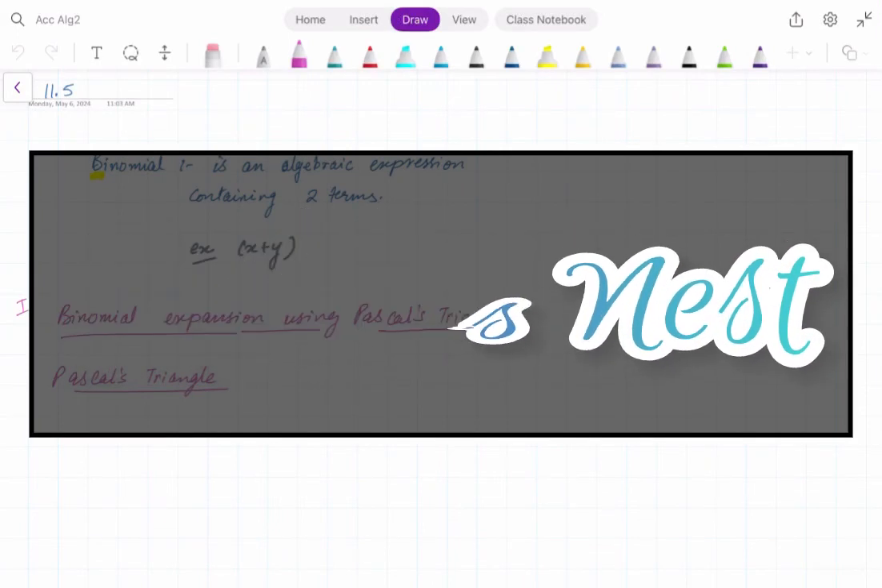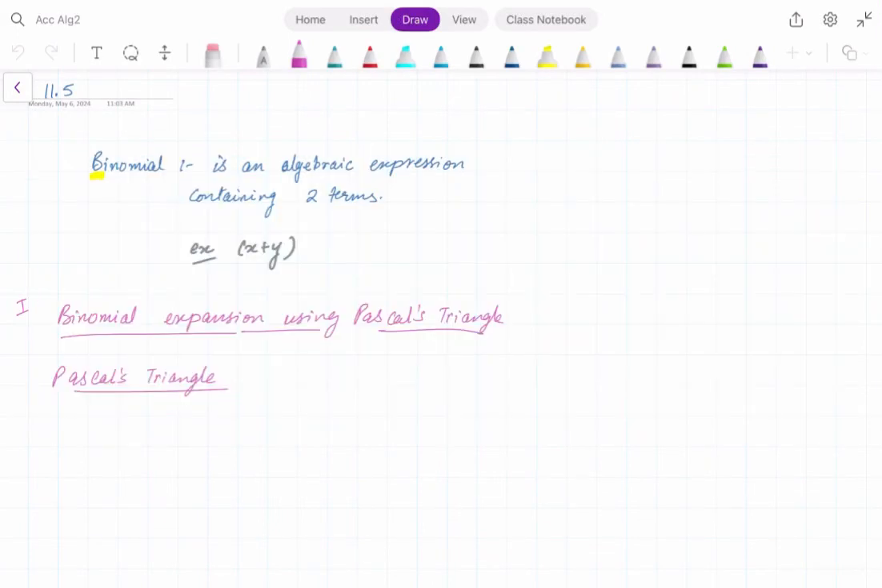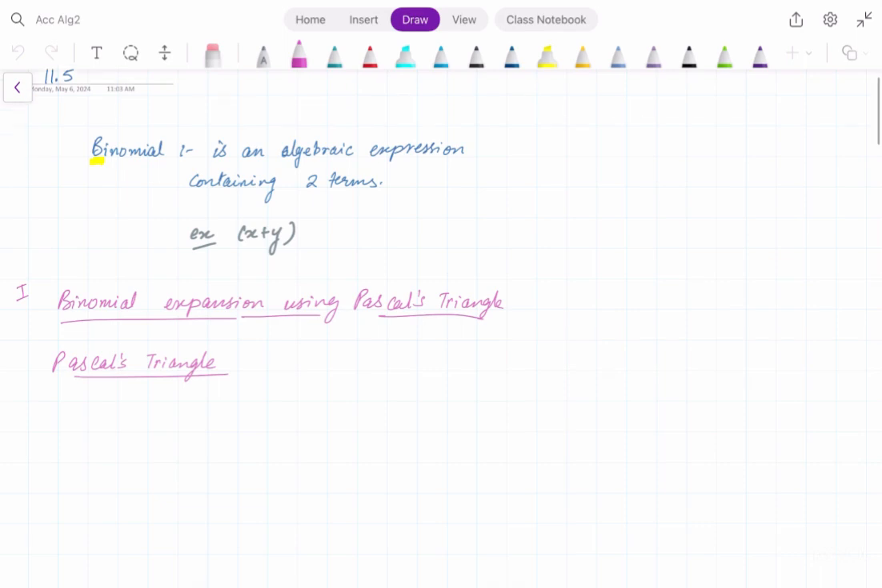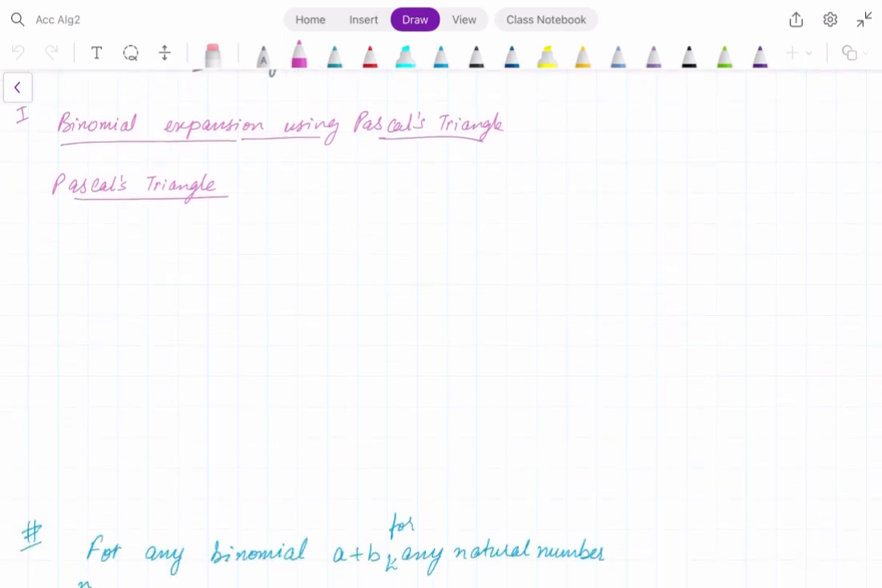Welcome back. Today we will be talking about Unit 11.5, that is the binomial, and we will deal with the Pascal's triangle. So binomial expansion using the Pascal's triangle, you have been learning about the binomial ever since middle school. So the Pascal's deals with the triangle.